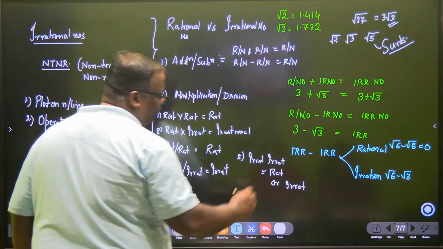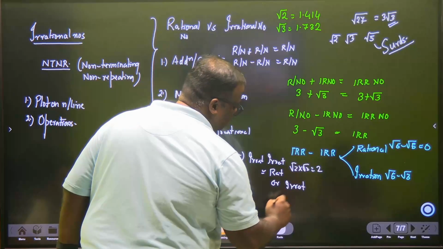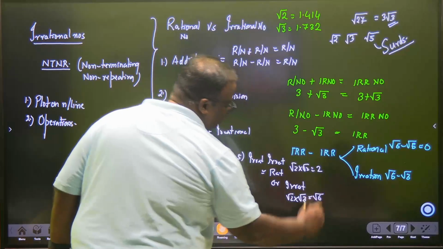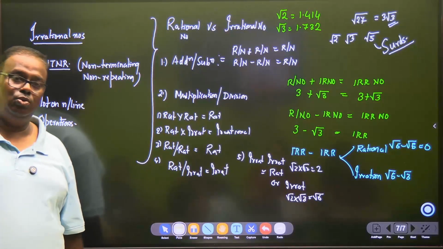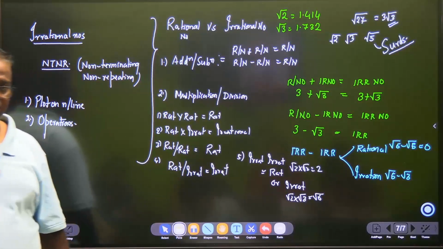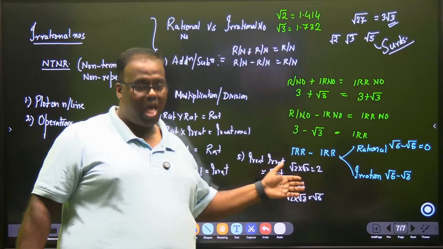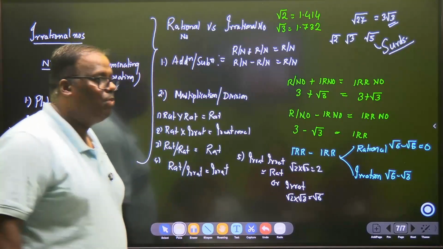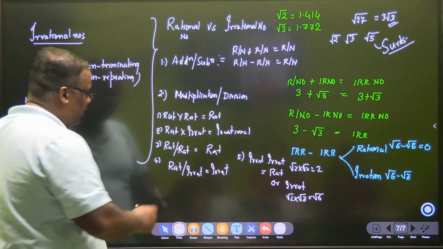For example, root 2 into root 2 is 2, which is rational, but root 2 into root 3 is root 6, which is irrational. You know, under roots we can multiply straight away inside. This is 2 to the power half, 3 to the power half, right? a to the power m into b to the power m is ab whole to the power m. It did the same thing, you got it, right?